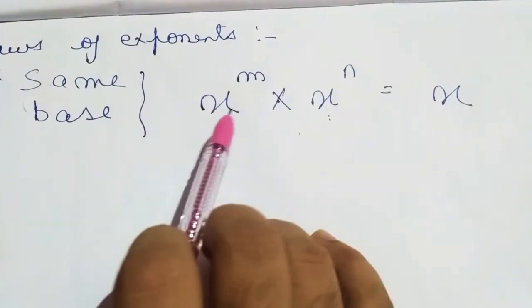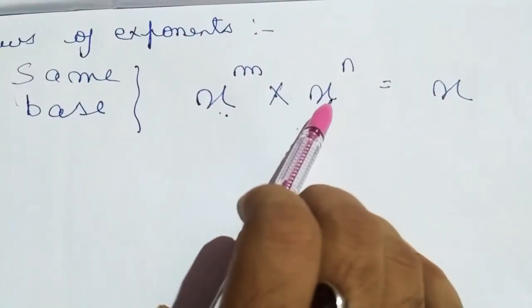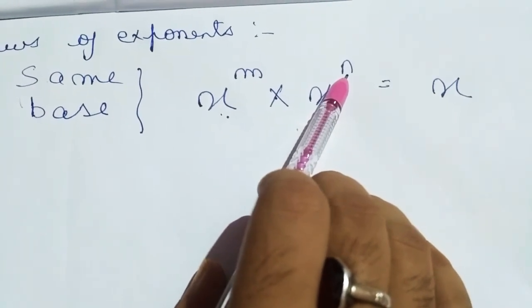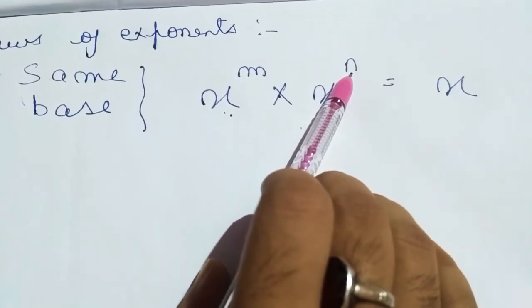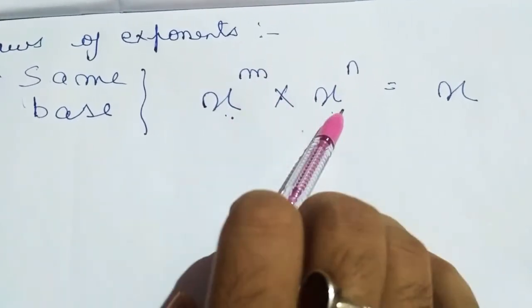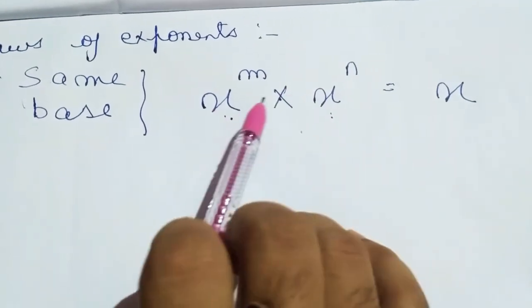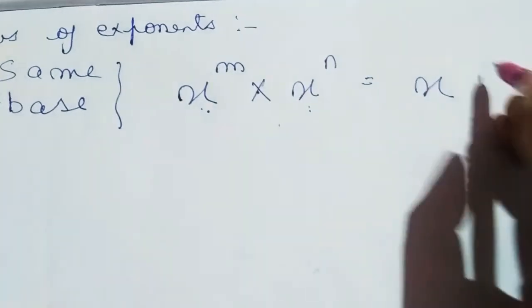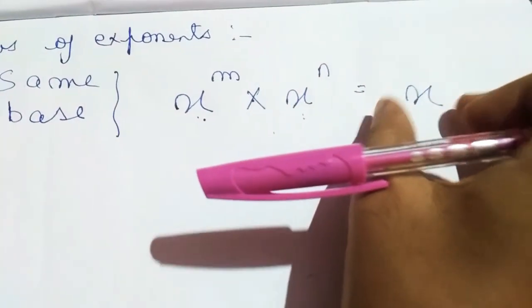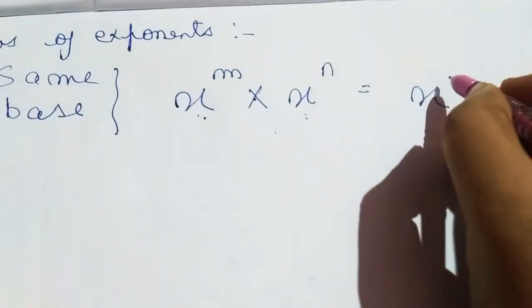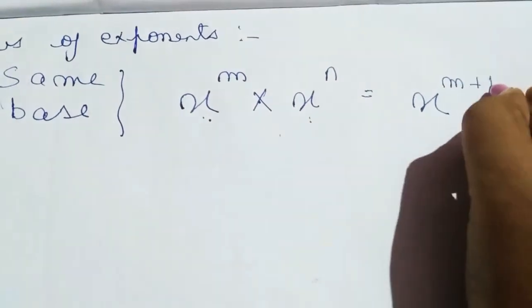When you have the same base, then exponents are added. Okay, if two powers have the same base, here two powers and x as the same base, then we take a single, common base, and the powers, that means the exponents, will be added. So m plus n.